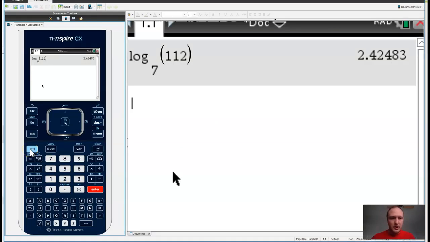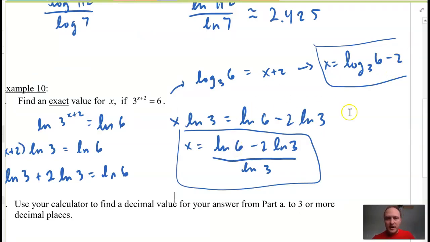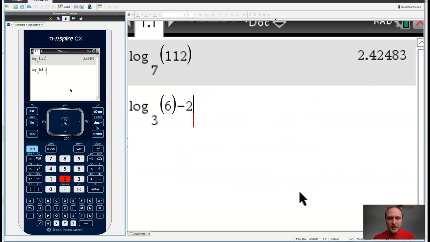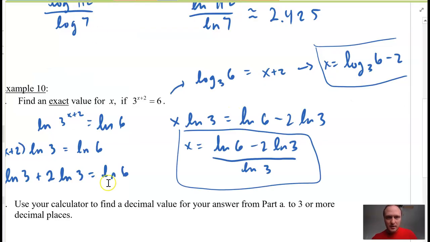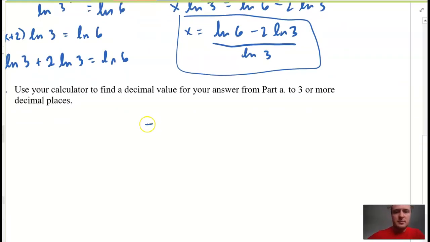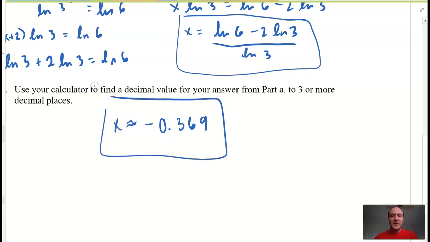We can go ahead and input that in our calculator. Log base 3 of 6 minus 2. I believe that's our equation. Yep. Okay, I'll hit enter, and that is negative 0.369. X is approximately negative 0.369. Okay, that's it.